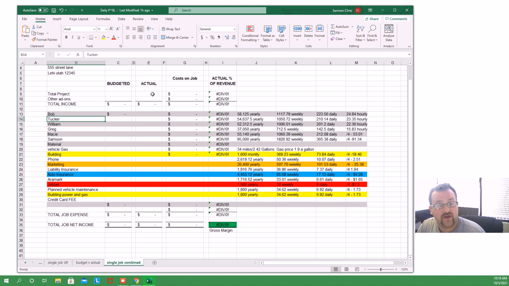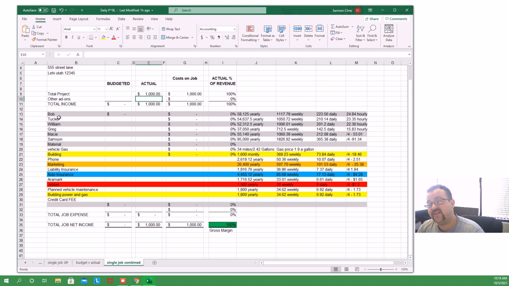So total project, budgeted, actual. Let's just say we're trying to bid a job, and I think it's going to be $1,000. Right, so I think it's going to be $1,000. Oh, we have 100% $1,000. So I think it's going to take one person 1 day to do.